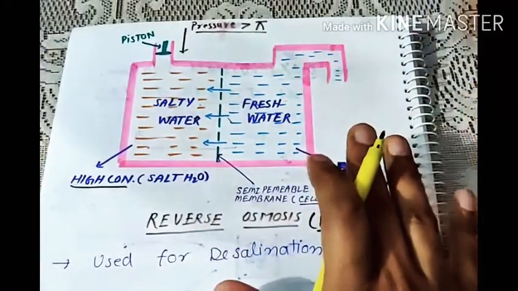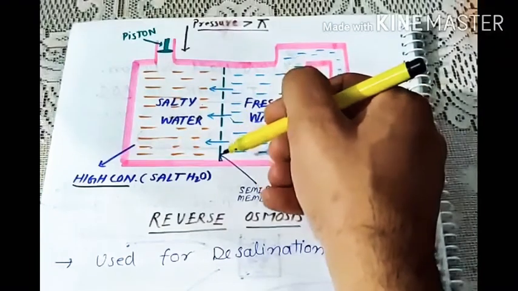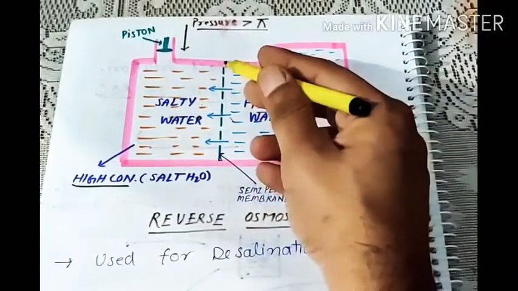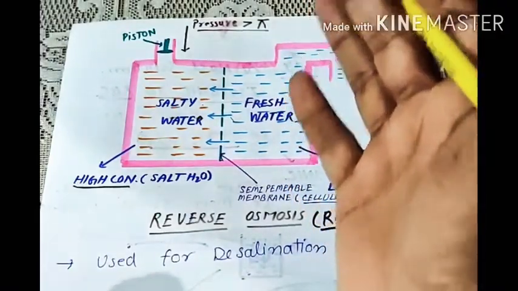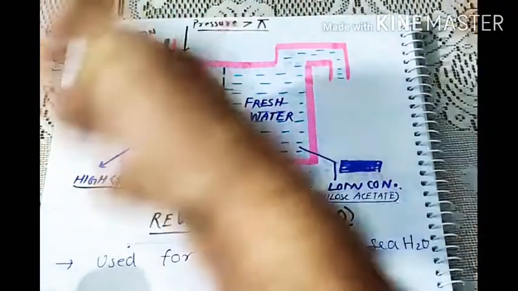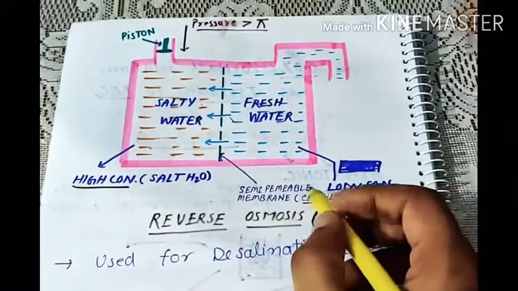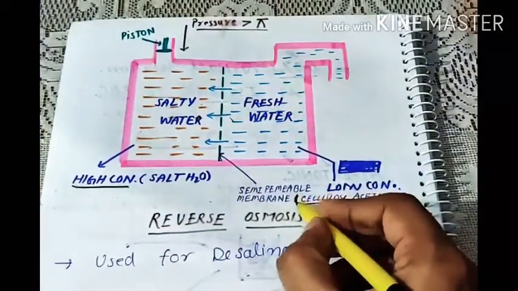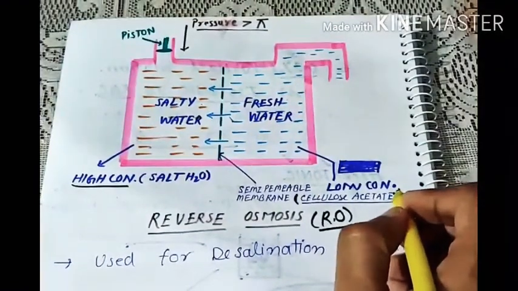Okay class, now both the solutions are separated with the help of this semi-permeable membrane. A semi-permeable membrane is a membrane which will allow only the solvent particles to move from one solution to the other. This semi-permeable membrane is actually made up of cellulose acetate.